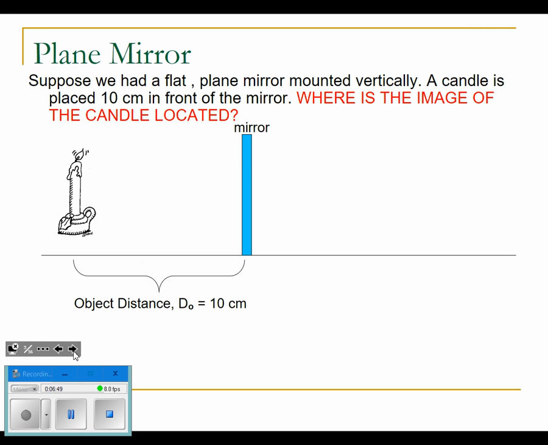Now a plane mirror. Suppose we have a flat plane mirror mounted vertically and a candle is placed 10 centimeters in front of the mirror. Where is the image of the candle located? This is really important to think about because all of you look in a mirror in the morning when you get up. When you look at your image, you need to think about, where is that image actually located? Is it in front of the mirror? Is it on the mirror? Or is it somewhere behind the mirror?